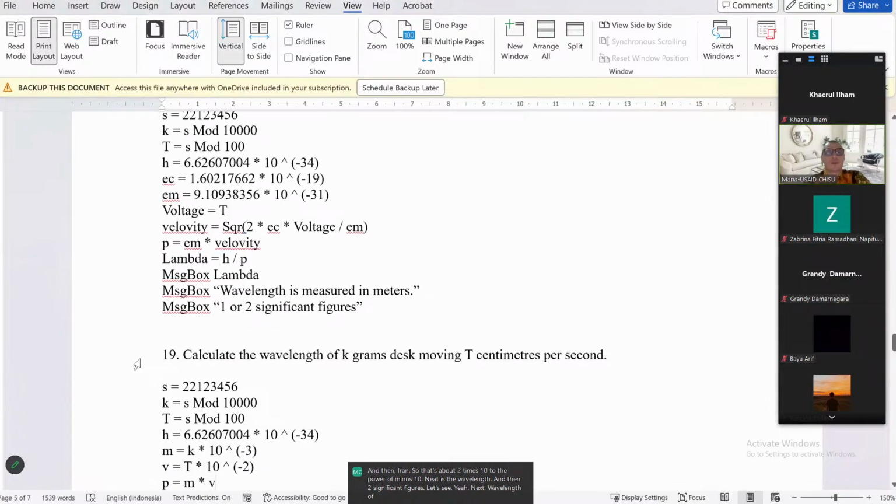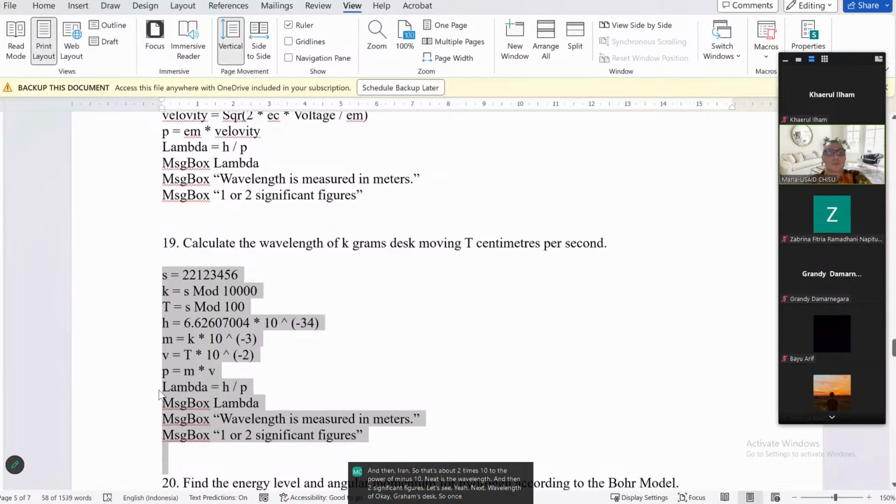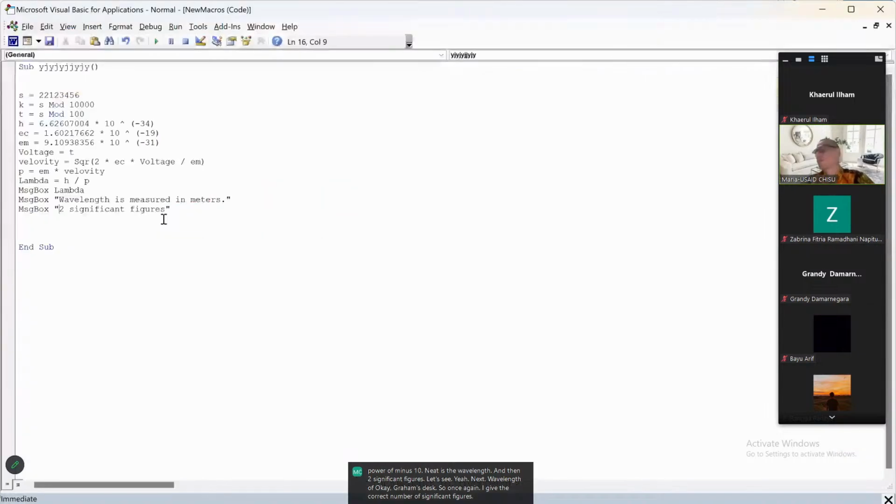Wavelength of a kilogram desk. So once again, I give the correct number of significant figures. Excuse me. Calculate.